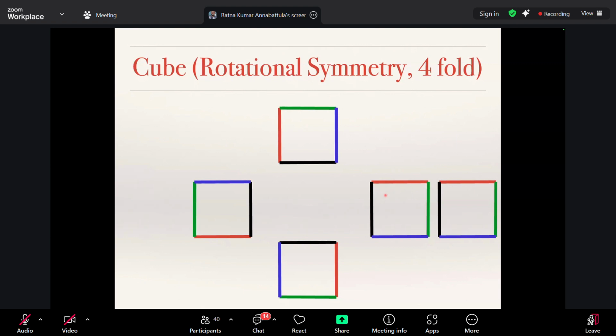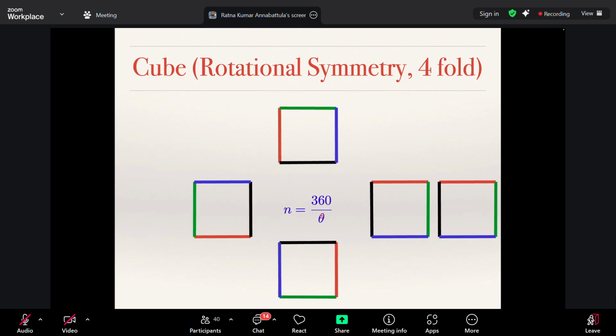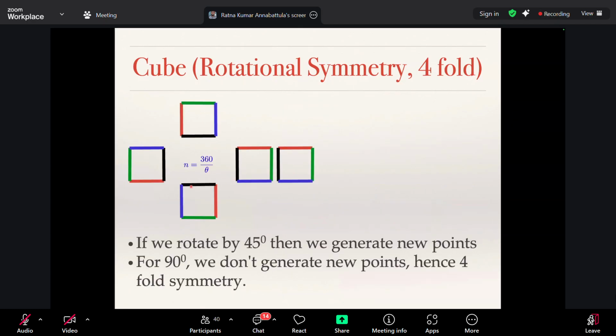So if you look at the total rotation angle 360 degrees divided by theta, if you put 90 degrees, then you get 4. That is what we call 4-fold symmetry. For example, if you rotate it by 45 degrees, then we generate new points which are not the lattice points. Then it is not a symmetry. For 90 degrees, we don't generate new points, and hence it is called 4-fold symmetry.